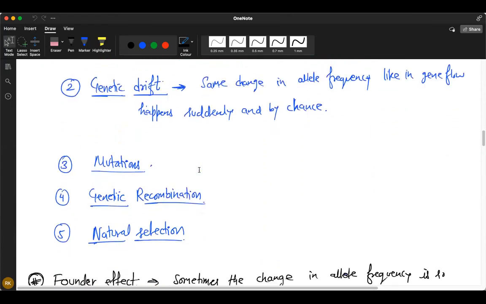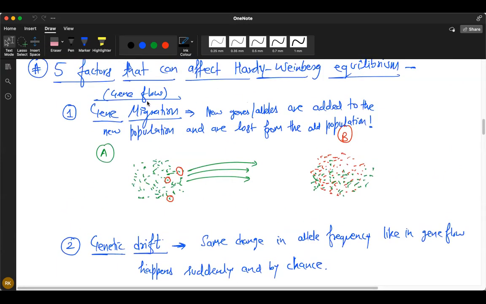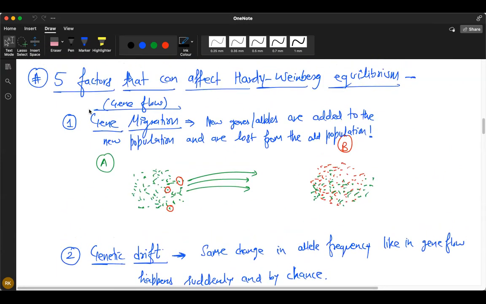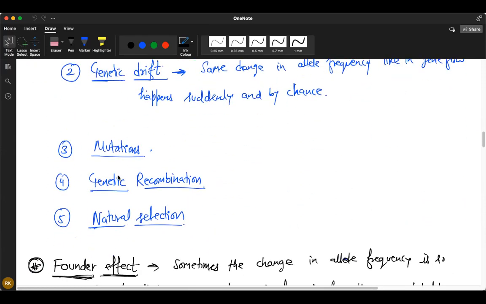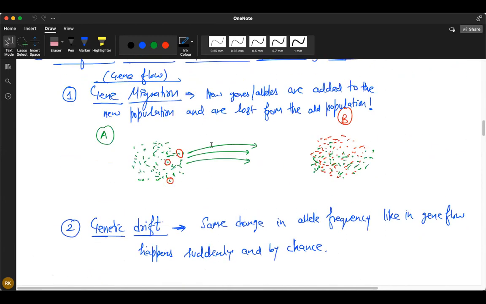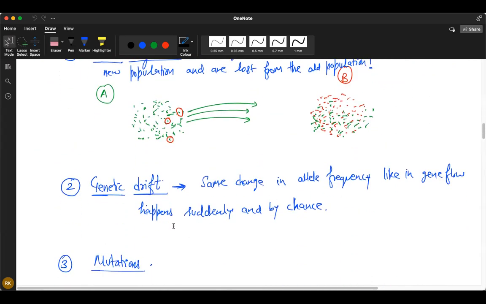And then these points: gene migration, genetic drift, mutation, genetic recombination, and natural selection. They're all different concepts, but together they all affect the Hardy-Weinberg principle. So gene migration and genetic drift is clear to all of you?